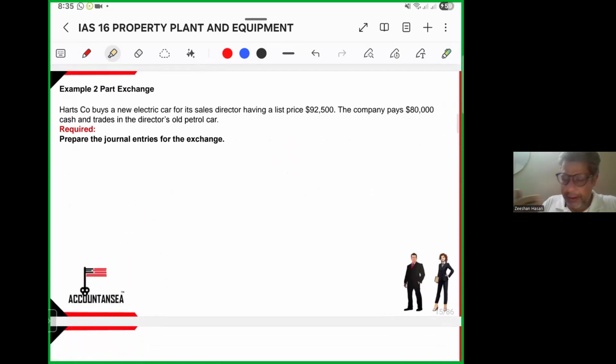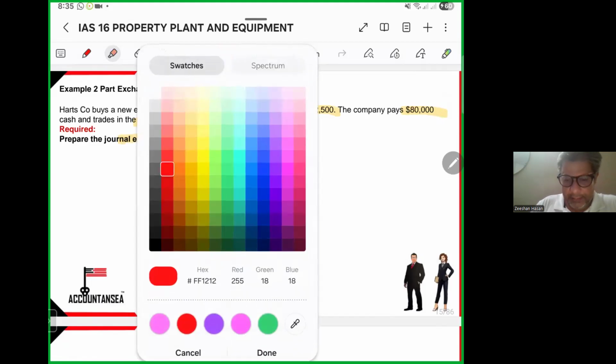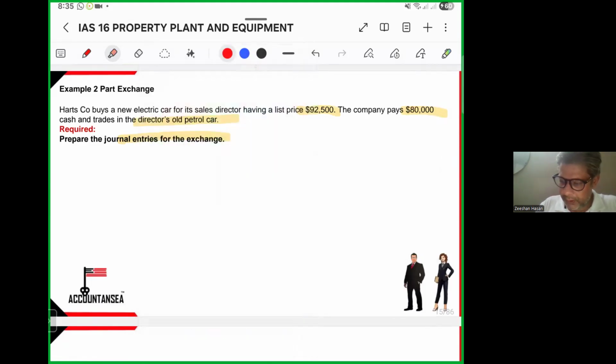Now, here it is. Hard Guys buys a new electric car for its sales director, having a list price of $92,500. The company pays $80,000 cash and trades in the director's old petrol car. Required: prepare the journal entries for the exchange. So let's do it now.